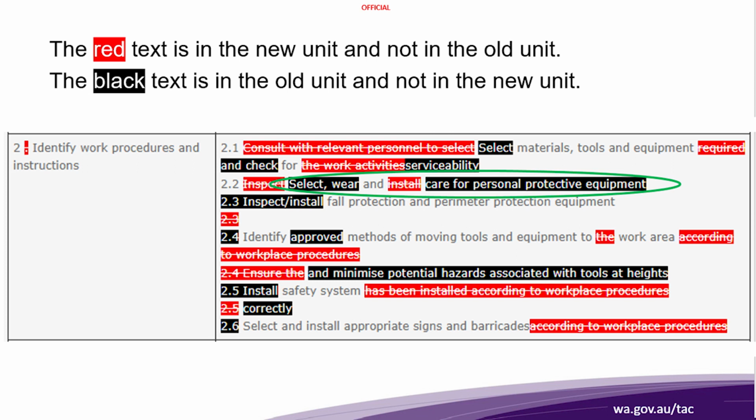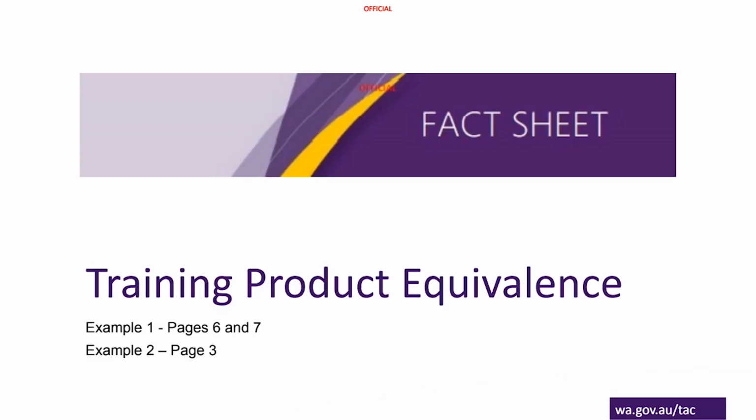And caring for it is in 5.3, which is cleaning and maintaining the serviceability of all plant and equipment used. So sometimes it doesn't read like it's there anymore, but it's in other places. So as an RTO, you have to make sure that you've done that analysis and you understand where everything is. Now, in the fact sheet that you have been given, there are 2 examples in that fact sheet that show you how that mapping could be done.